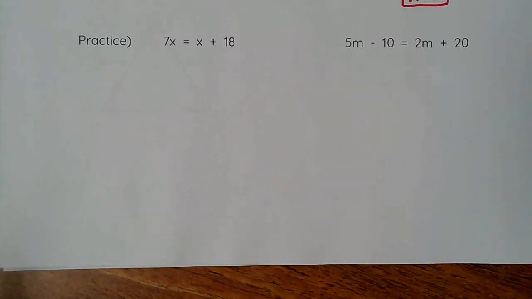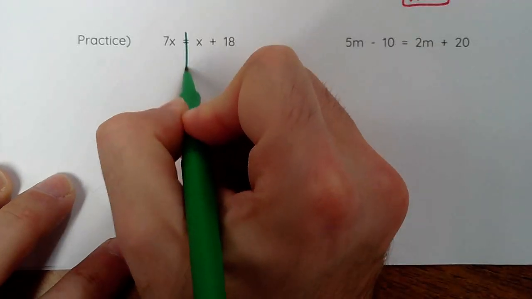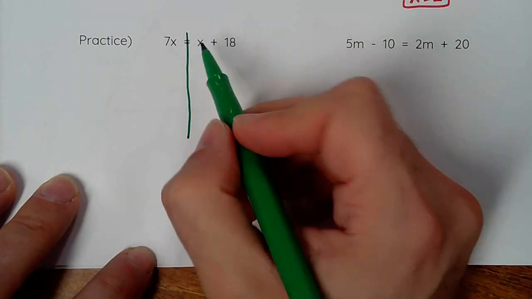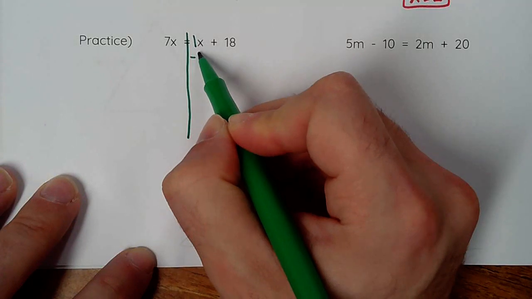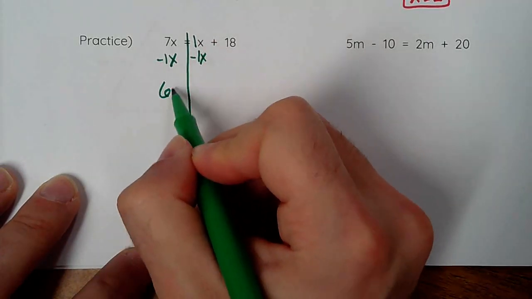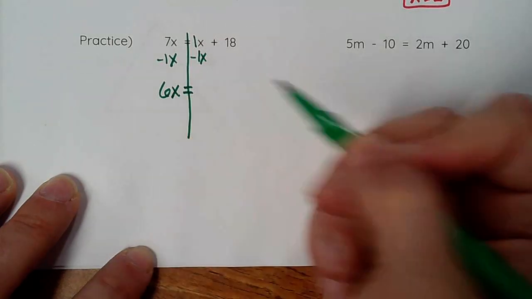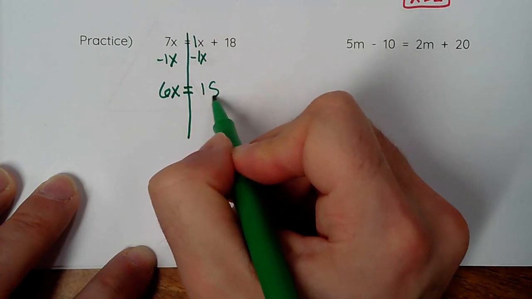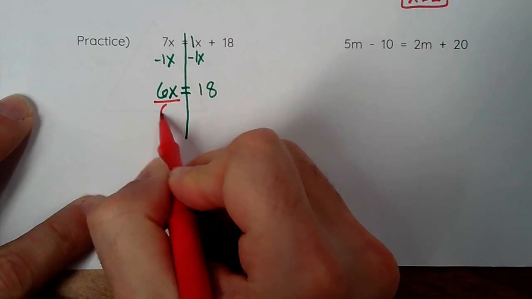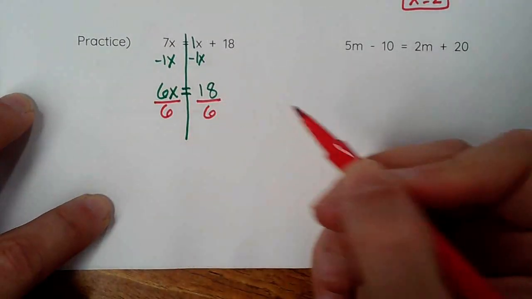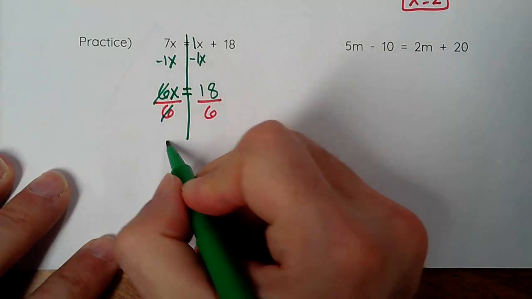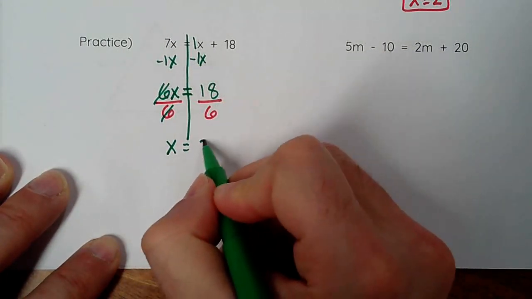All right, looking at practice 1. I have 7x and positive 1x. I'm going to take away the 1x. That leaves me with a positive 6x. And then I bring down the 18. Next step would be divide by 6. Cancel. X is equal to 3.